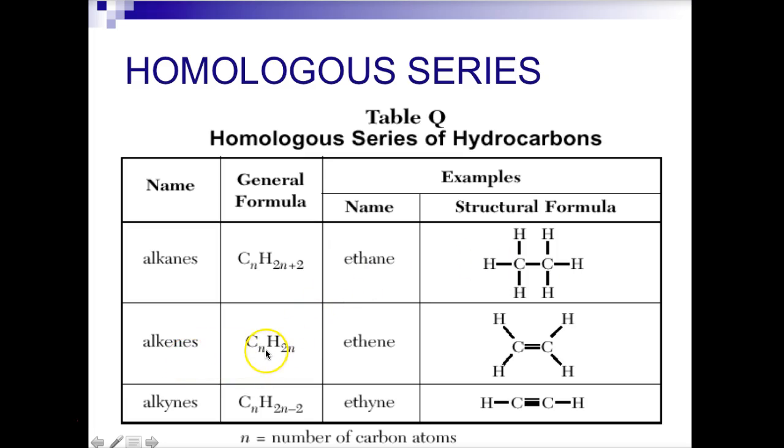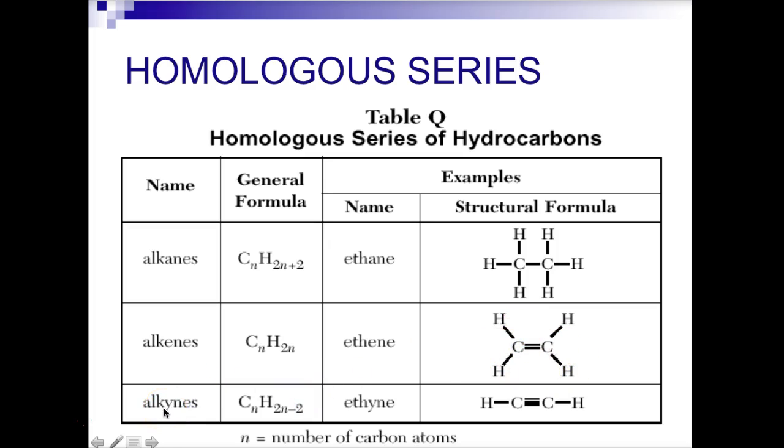Alkenes are going to be a carbon chain, but instead of having all single bonds, they are going to have a double bond. That's why they end in ENE, which will be alkenes. So we take the number of carbons they have, and to figure out the number of hydrogens, it's just going to be 2 times the number of carbons. And again, they have double bonds in them.